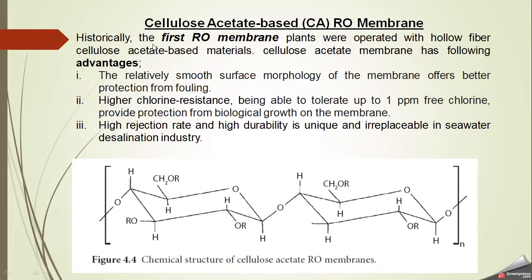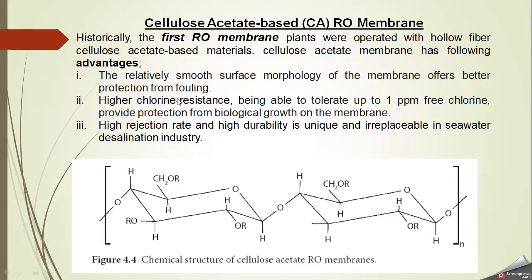Looking at the history of cellulose acetate based RO membranes, the first RO membrane plant was operated with hollow fiber cellulose acetate based material. Cellulose acetate membrane has the following advantages. Before looking into the advantages, you see this is the basic structure of cellulose acetate. It is a polymerized, long chain polymer, and this is the basis.